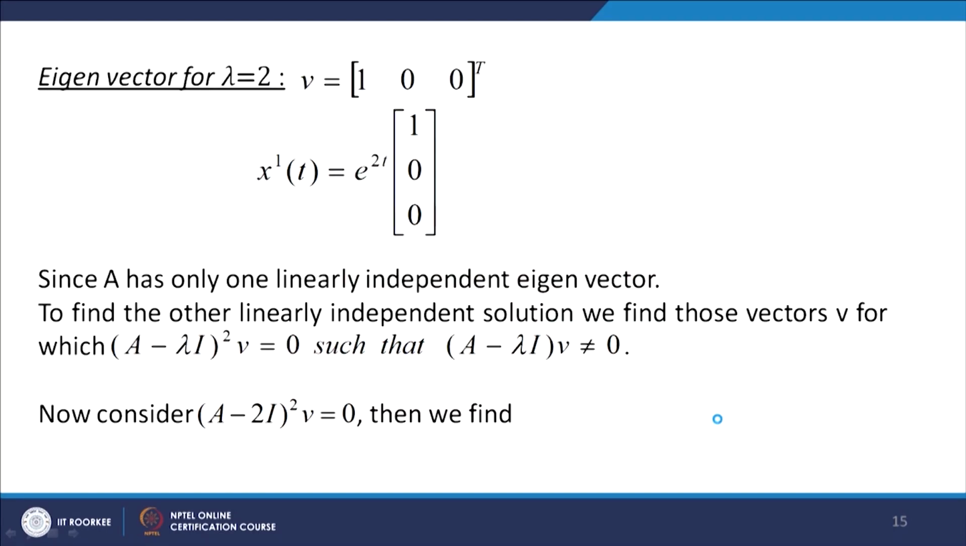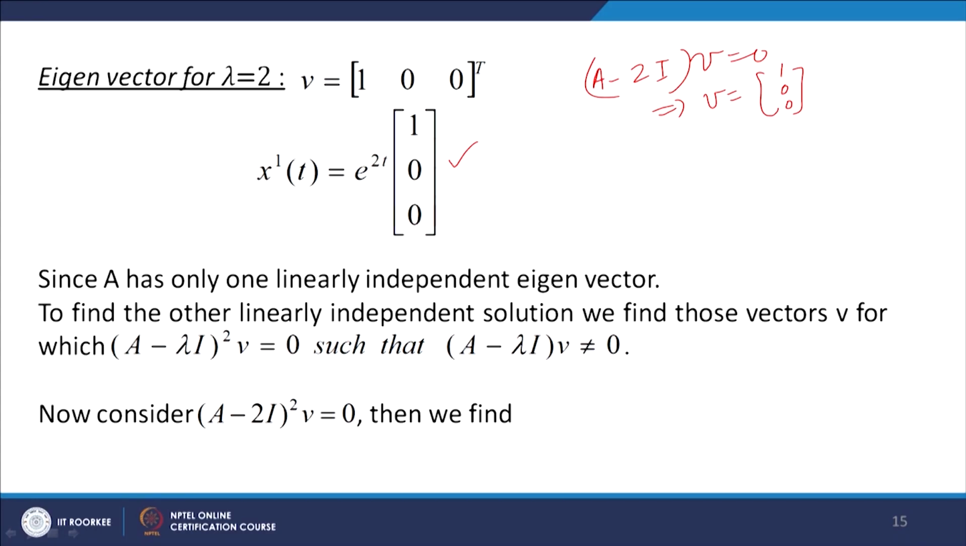Now, if you find the eigenvector for lambda equal to 2, then you will see that (A minus 2I) b equal to 0 gives you a solution b equal to (1, 0, 0). So, e to the power 2t times (1, 0, 0) is one linearly independent solution of x dot equal to A x.